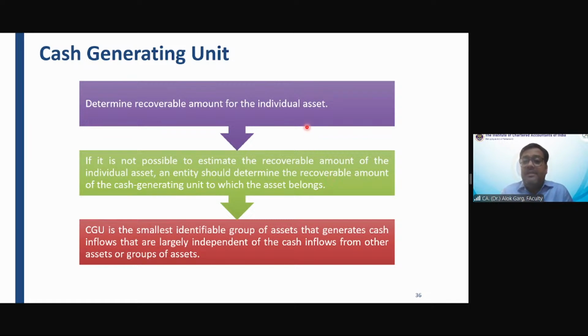You need to determine the recoverable amount for the individual asset. If it is not possible to estimate the recoverable amount of the individual asset, then the entity should determine the recoverable amount of the cash generating unit to which the asset belongs. For example, there is an entire assembly line. In the assembly line, there is one machine which is used for fixing the tire in the car.